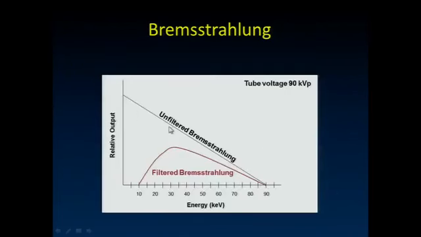So here's that unfiltered Bremsstrahlung, right? If you applied 90 kVp across the tube, this is what you would get. There it is. Often in books, they just show you this filtered, okay?